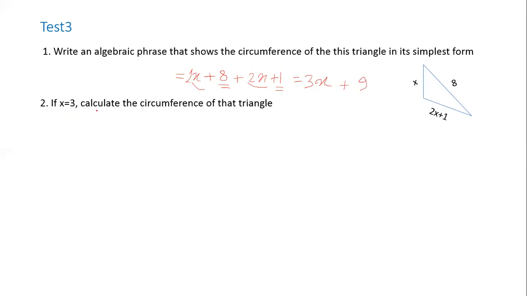If x equals 3, calculate the circumference of that triangle. So when x equals 3, then we have 3 multiplied by 3 plus 9, this equals 18. We can also, from x equals 3, derive the value of 2x plus 1, which is 2 multiplied by 3, now that we know the value of x, plus 1, and this will give us 7. So here we have 3 and 7 and 8. If we sum them, we will get again 18.